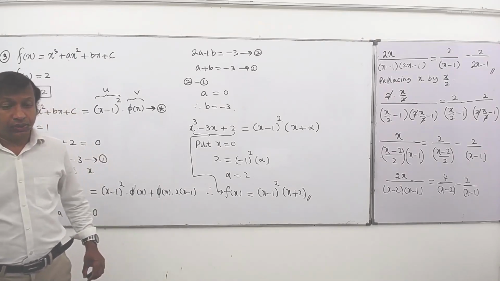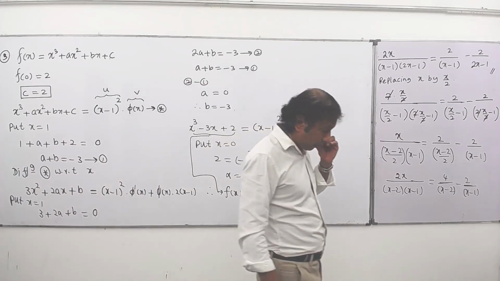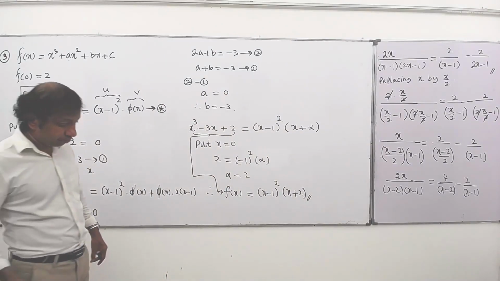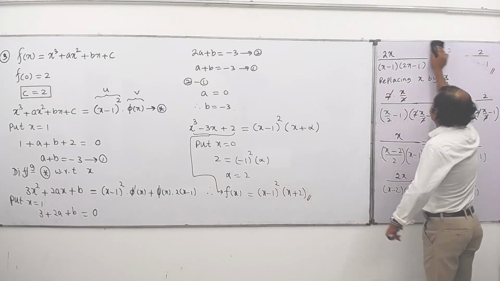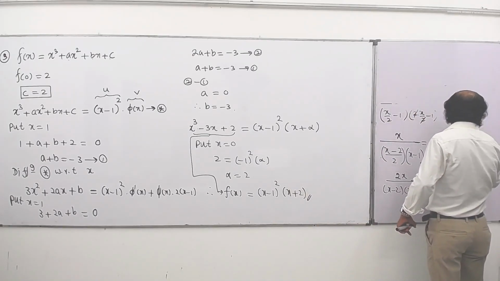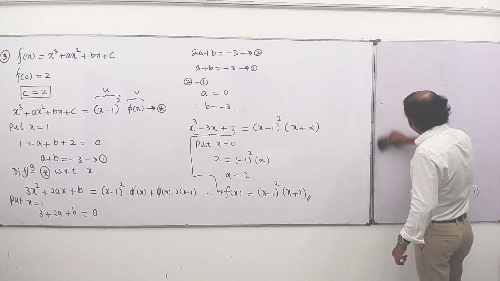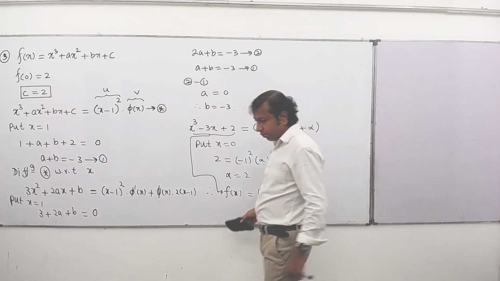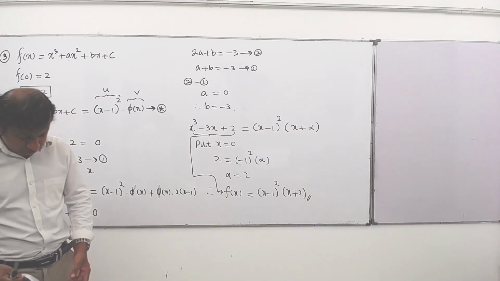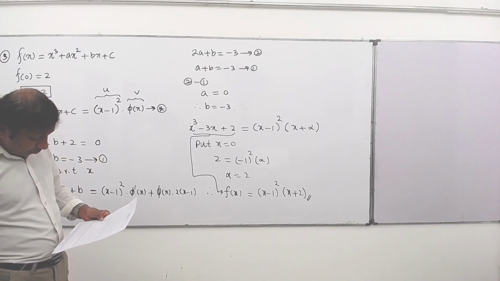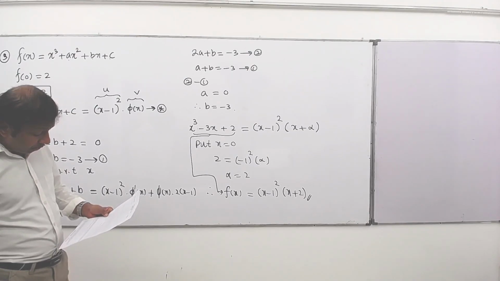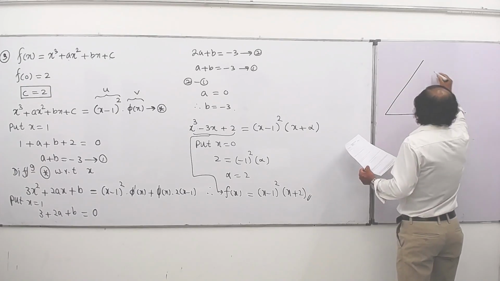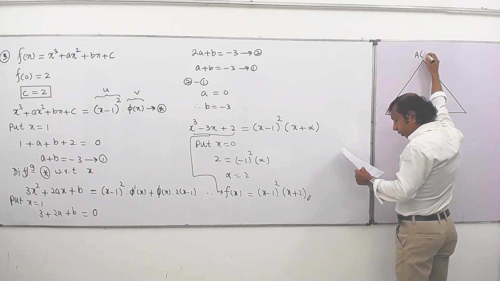Right, fourth one. Number 4. We are given the vertices of a triangle ABC. Find the area of the triangle in terms of k. We are given a triangle ABC like this. Point A is (k, 3k).